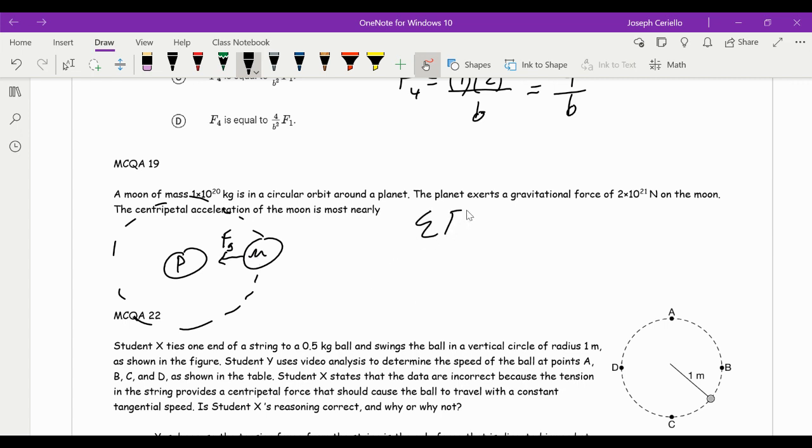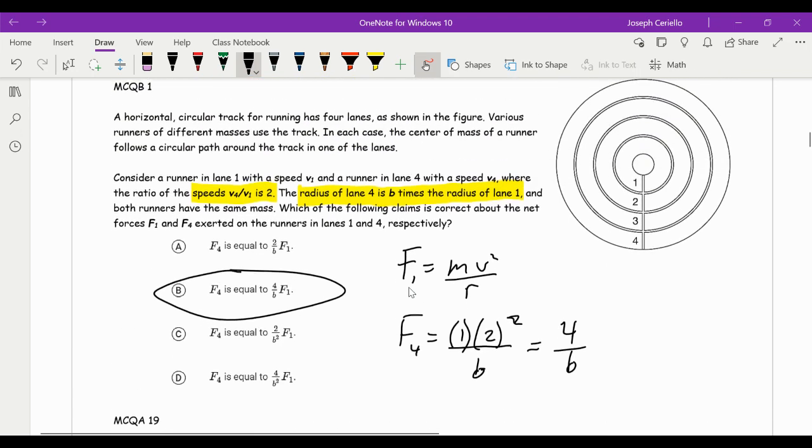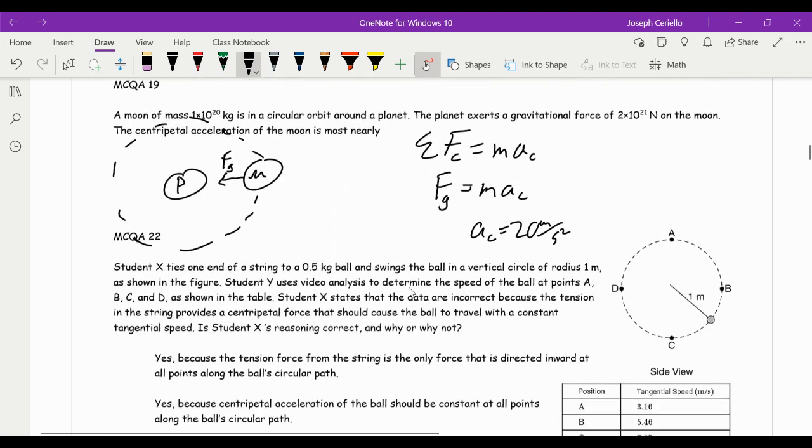So the centripetal force, sum of the forces, equal m a_c. Now, why did I not plug in v squared over r there? Because I'm looking for a_c, so why plug in v squared over r? So the only force pointing in or out of the circle here is Fg. So that's my only force there. That's equal to m times a_c. Now you plug in the Fg that you're given there and you plug in the mass, you should get a centripetal acceleration of about 20 meters per second squared. By the way, these are all in the progress check questions.